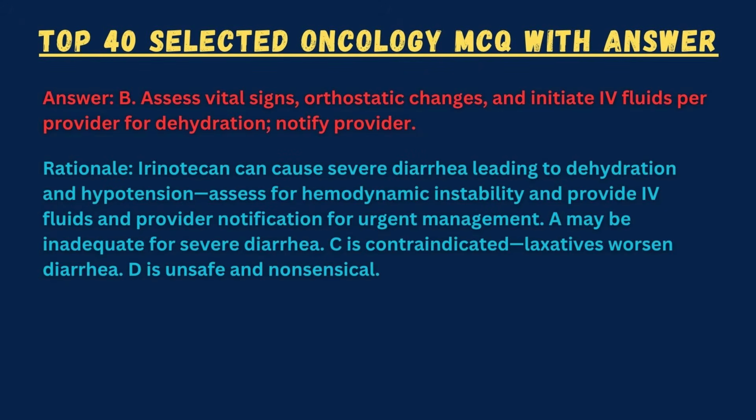Answer. B. Assess vital signs, orthostatic changes, and initiate IV fluids per provider for dehydration. Notify provider. Rationale. Irinotecan can cause severe diarrhea leading to dehydration and hypotension. Assess for hemodynamic instability and provide IV fluids and provider notification for urgent management. A may be inadequate for severe diarrhea. C is contraindicated. Laxatives worsen diarrhea. D is unsafe and nonsensical.